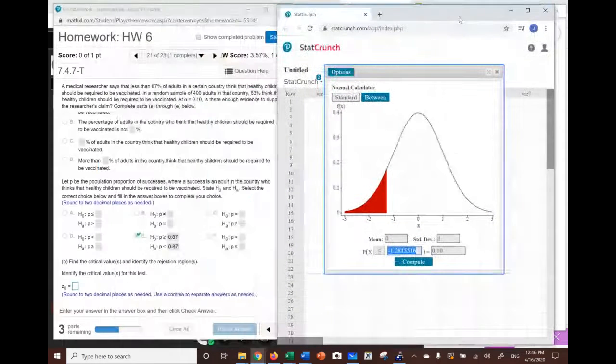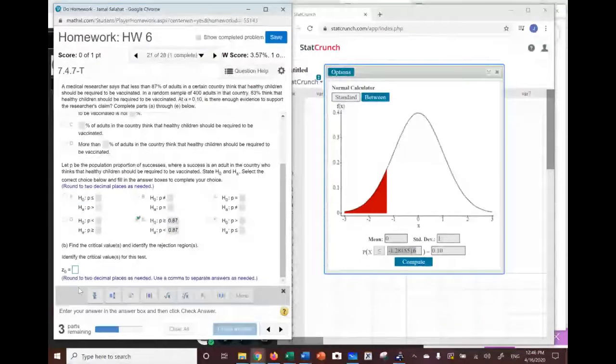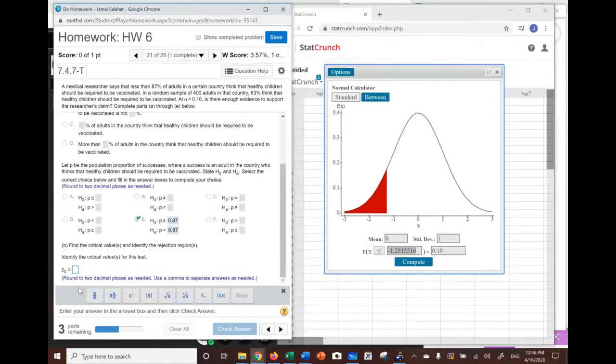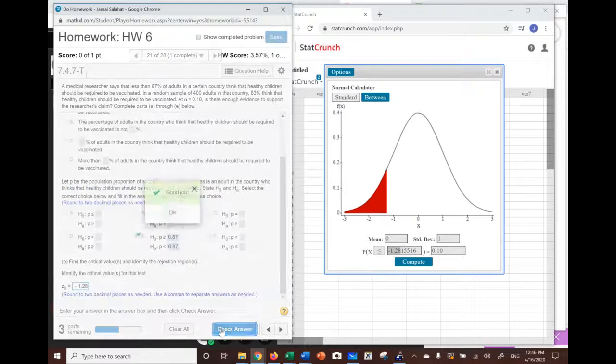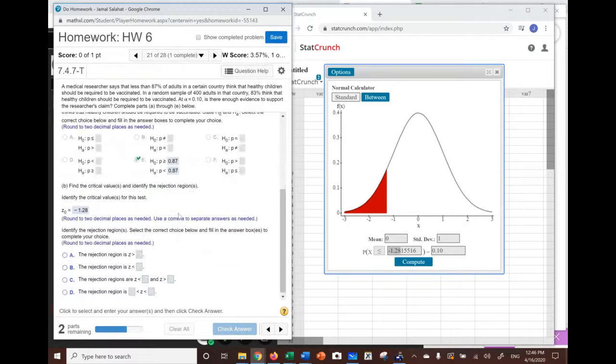Now in the problem, they want the critical value to two places only, so it's going to be negative 1.28. I'm going to copy this number to only two places. So when I check the answer, it gives me the correct answer.